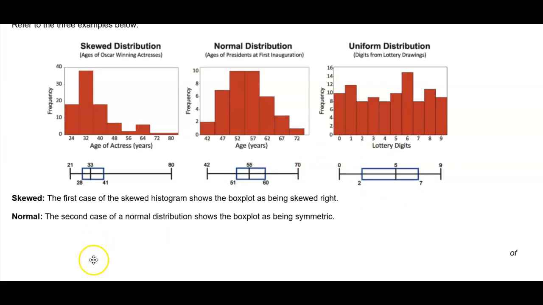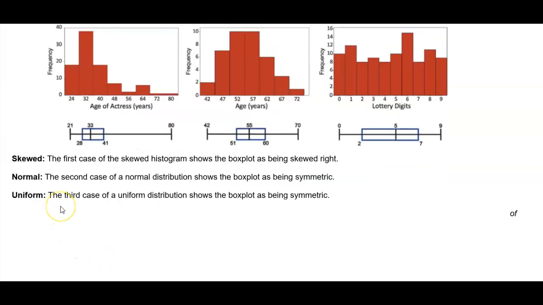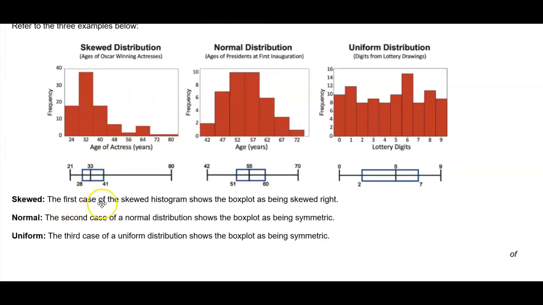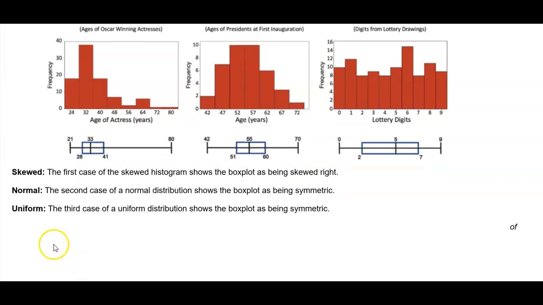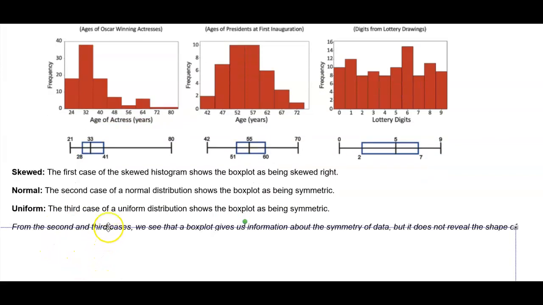So let's take a look at these scenarios. For the skewed distribution, the first case, the skewed histogram shows the box plot as being skewed right since it has a longer tail over here. For the normal distribution, the second case, the box plot is symmetric. And then the third case, a uniform distribution, shows the box plot as being symmetric.